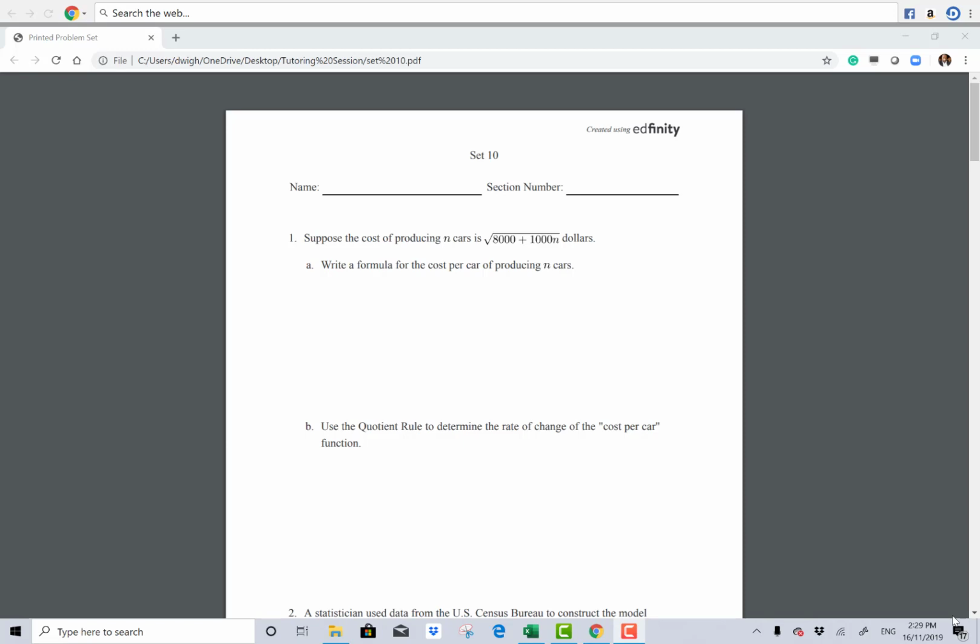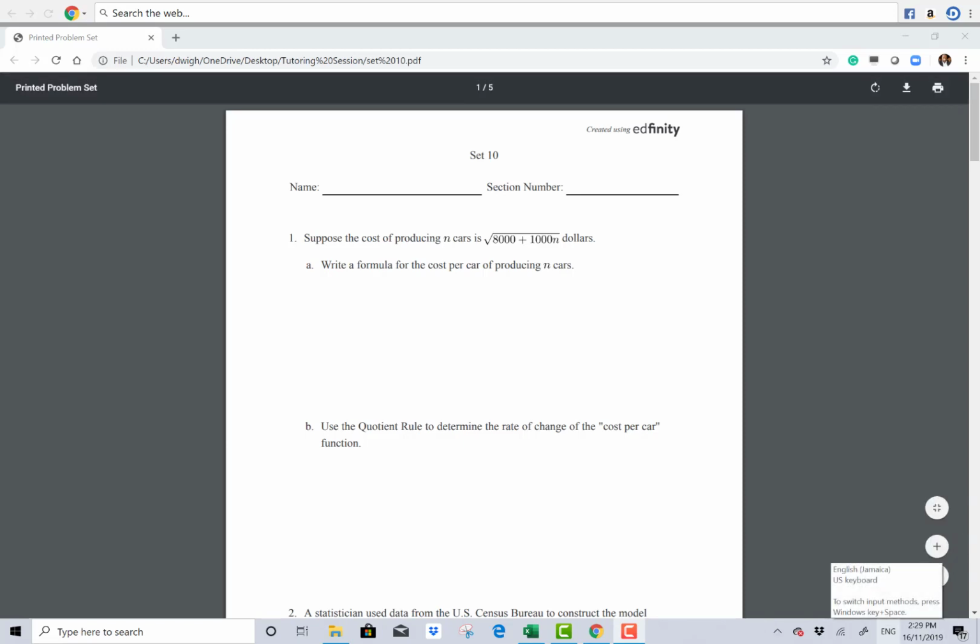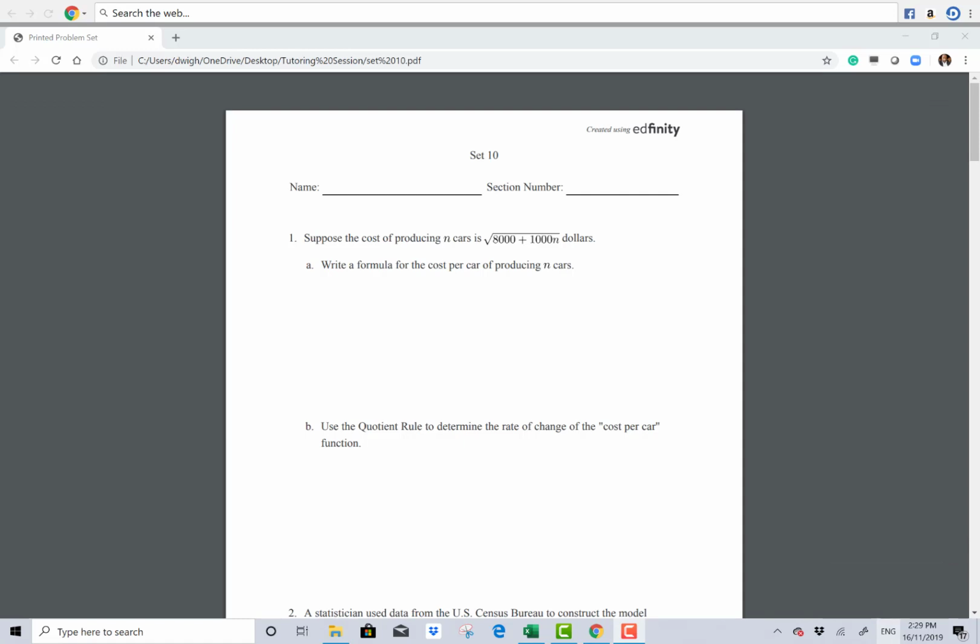So let's get started by looking at the first problem. The first problem here is that suppose the cost of producing n cars is the square root of 8,000 plus 1,000 n dollars. This is the amount of dollars. Write a formula for the cost per car of producing n cars.